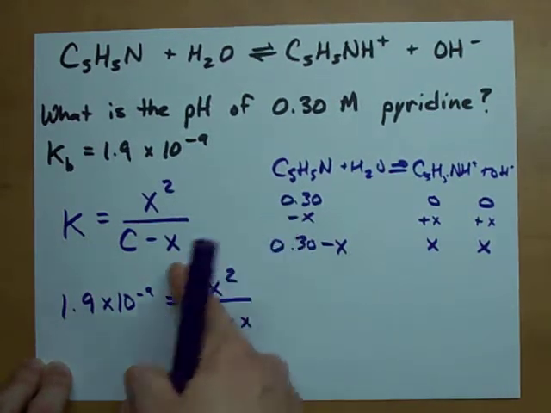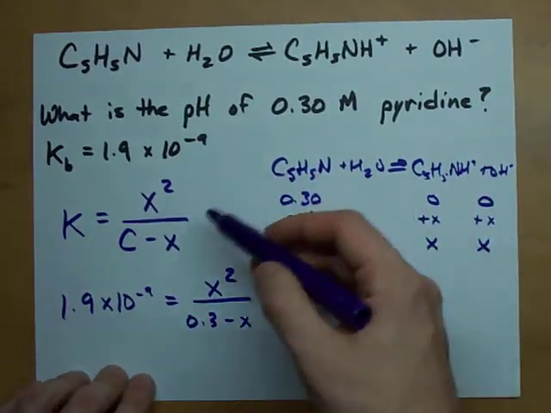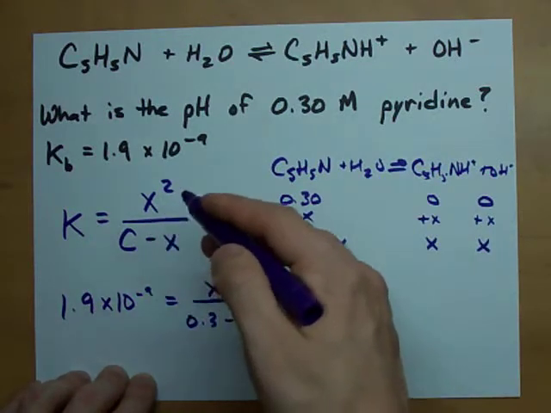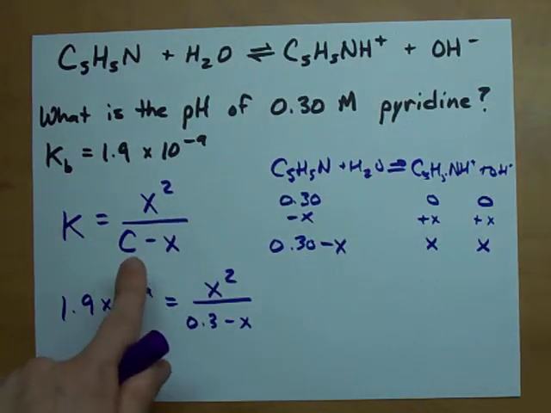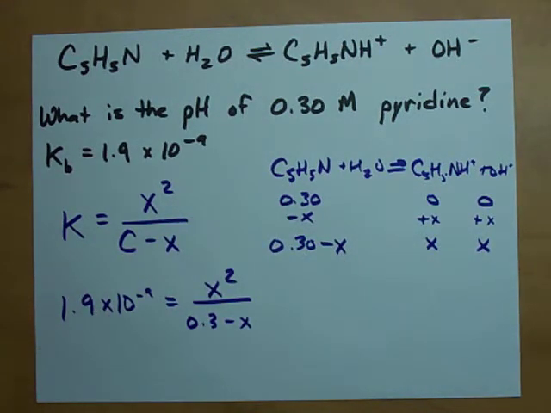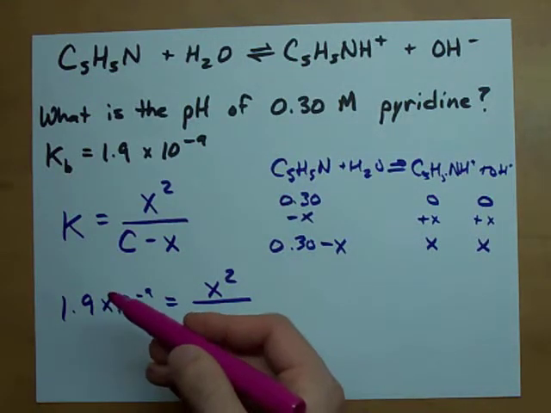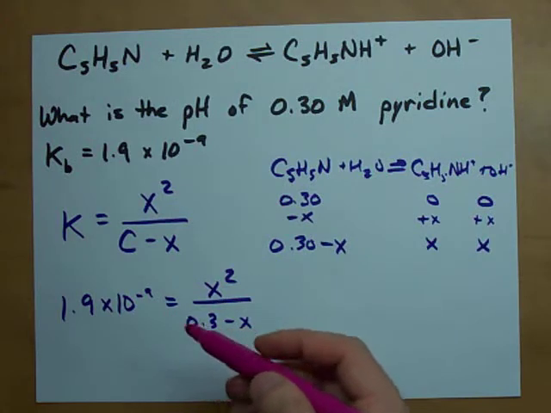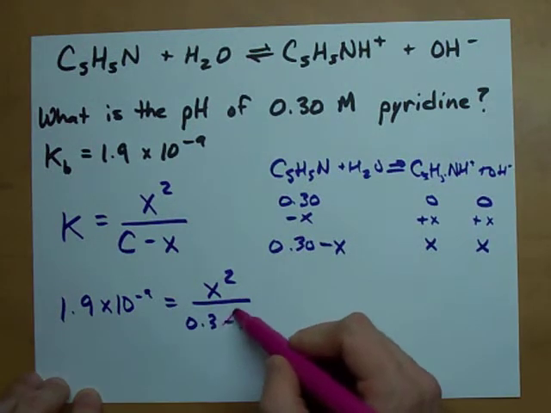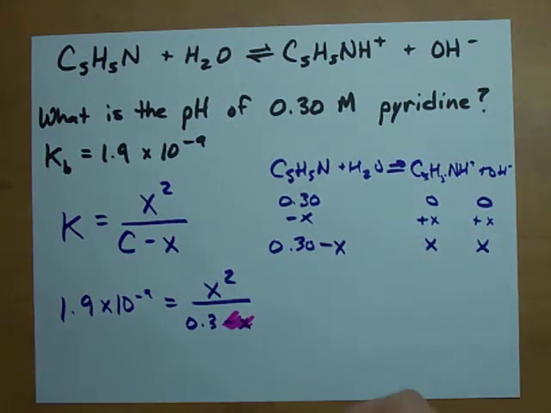Notice that all this comes from the ice table. But if you know the shortcut, you can just jump straight to it. I think this is a formula on your formula sheet. So, how do you solve for x here? Well, K is really small. I'm going to guess that x is insignificant. That makes it a little easier to solve for x.